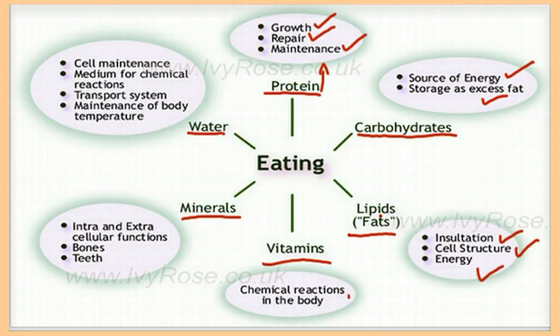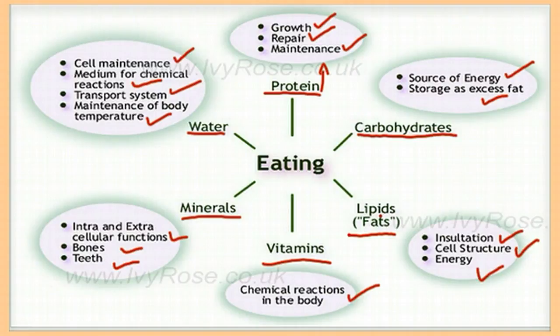Vitamins help with chemical reactions that are needed in our body. Minerals are needed for bones, teeth, and intracellular and extracellular functions. That means that things are happening in the cell and outside of the cell. Water is like 70% of our body. So we need a lot of water, and water helps in providing a medium for chemical reactions. It helps to transport things in our body, to maintain body temperature, and to maintain the cell.